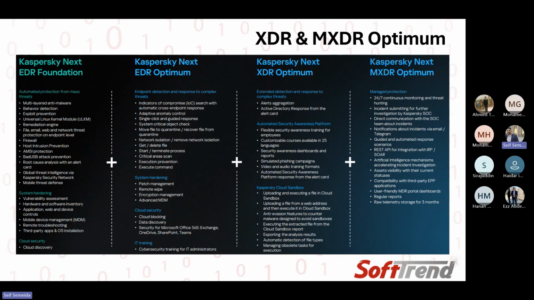So we have discussed already the alert aggregation and the Cloud Sandbox. As for the Automated Security Awareness Platform, or ASAP, it provides security awareness. Instead of providing it for the IT team, it now provides it for the users, but it comes at a specific count. So let's say you have maybe 100 licenses of the XDR Optimum, you get 20% of your licenses. So 20 users can go through with the training, and you can assign modules to specific users based on what you think they need to be aware of.